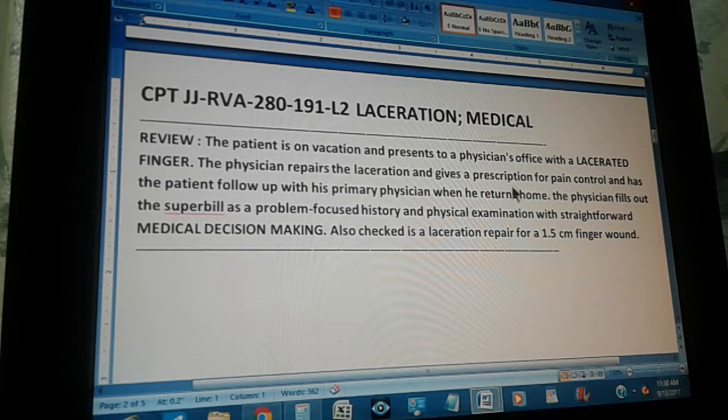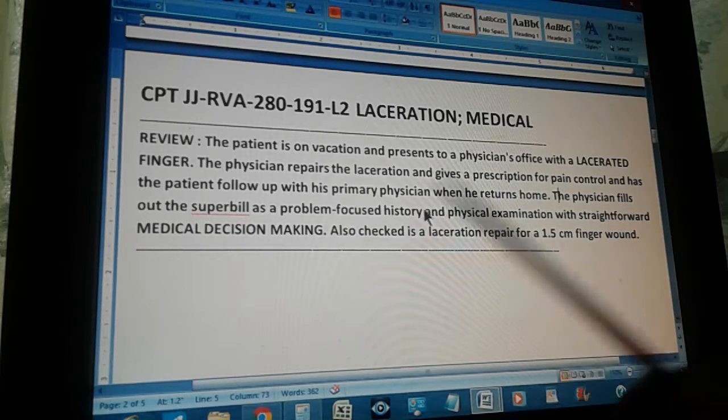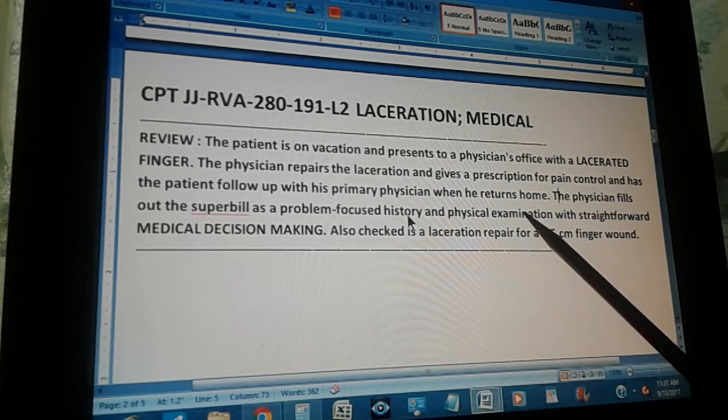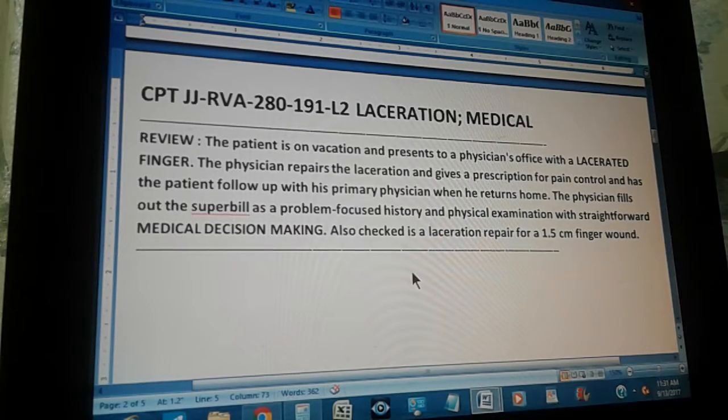The physician fills out the superbill as a problem-focused history and physical examination with a straightforward medical decision-making. These are the three important facts that help you find a code. One, problem-focused history. Two, problem-focused physical examination. Three, a straightforward medical decision. With those three factors, you can find the E&M code, the Evaluation and Management code.